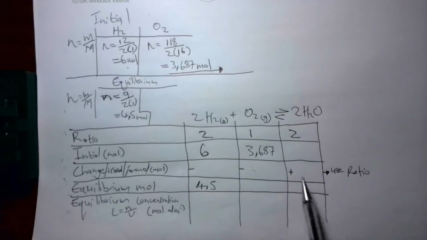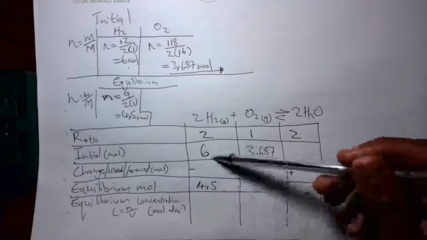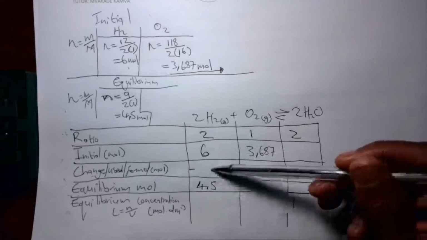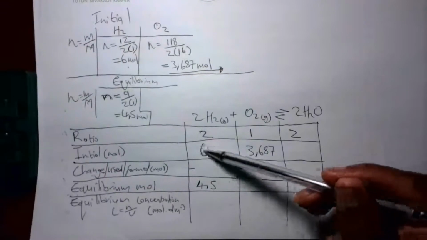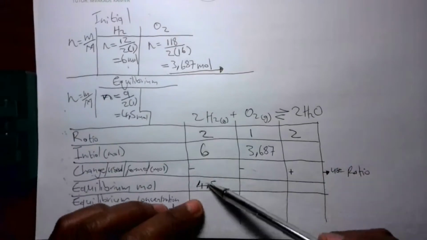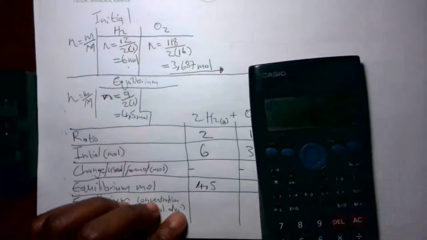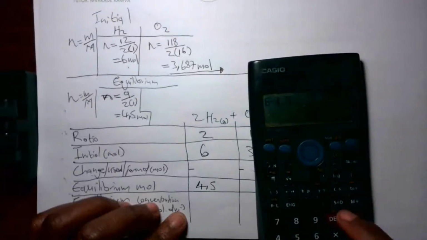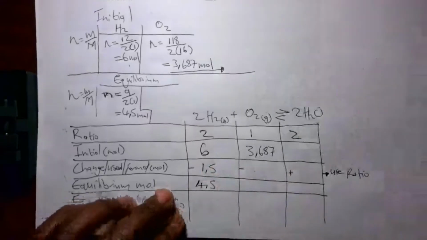We need one value so that we can use our ratio to find the others that are not known to us. Because we've got two values in this column, we are able to find this one. We started with 6, and at equilibrium we have 4,5. So how much was used here? We can get that by saying 6 minus 4,5, and we get 1,5. What was used is 1,5 mole.